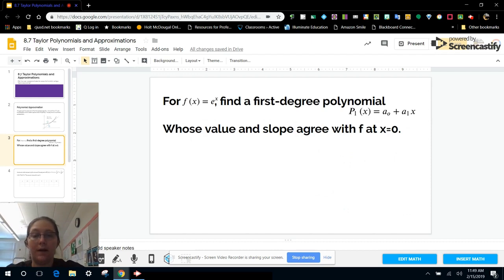So now we want to find a first degree polynomial. We're going to use f of x equals e to the x. We're going to find a first degree polynomial, so a naught plus a1 x, basically mx plus b, right? Whose values and slope agree with f at x equals 0. So we're trying to center it about 0.